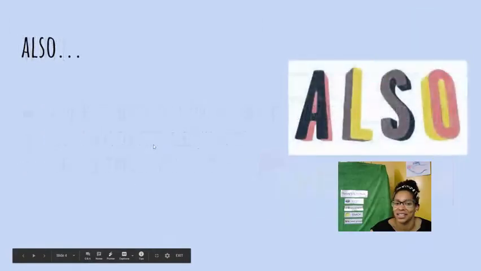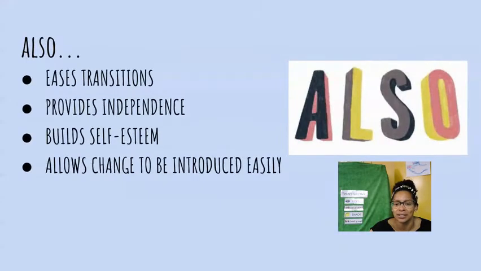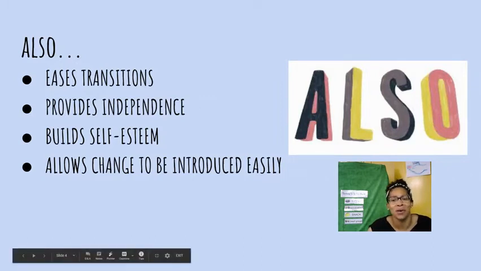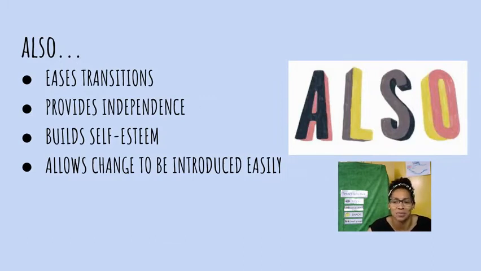Also, it eases transitions. So switching tasks can be extremely tough for some kids. A visual schedule, however, reduces meltdowns and struggles about moving to the next task because the schedule visually depicts what comes next. It provides independence. So kids can check the visual schedule when they want. They can move on to the next task by themselves by referencing the schedule to see what comes next.